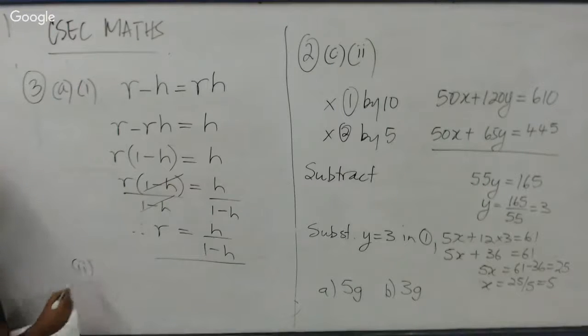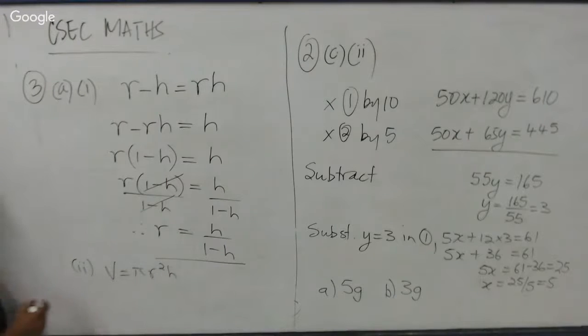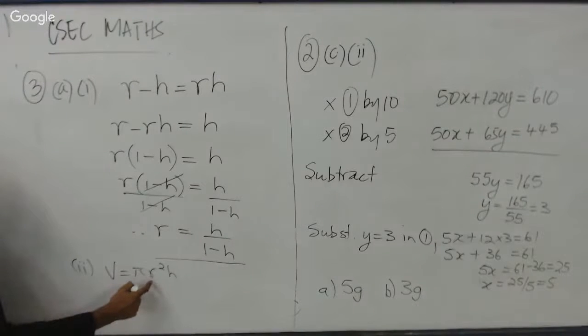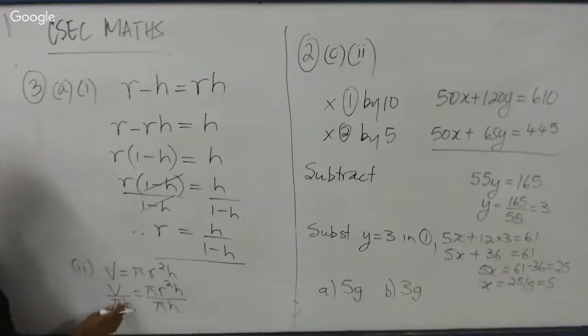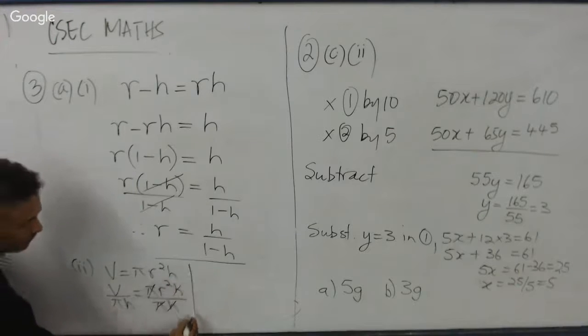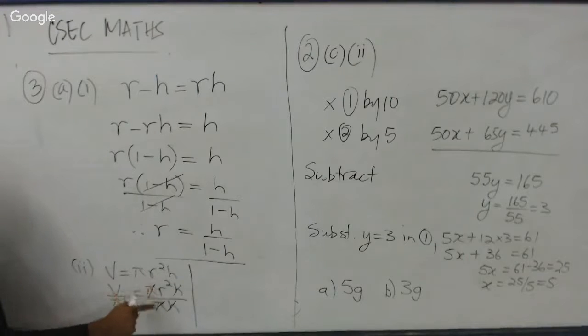Part 2. V equals pi R squared H. Divide both sides by pi H. So you get V over pi H equals pi R squared H over pi H. What is the objective? I want R squared on one side. So the pi and the H cancel. So you're getting V over pi H equals R squared.